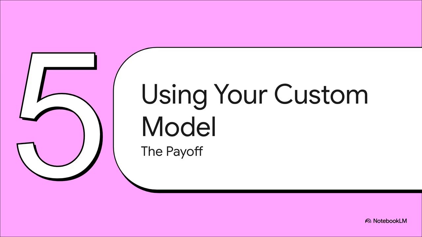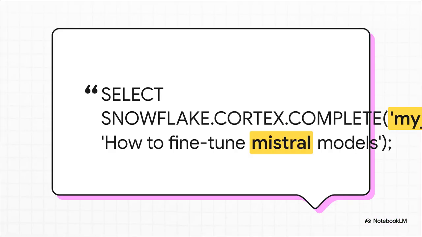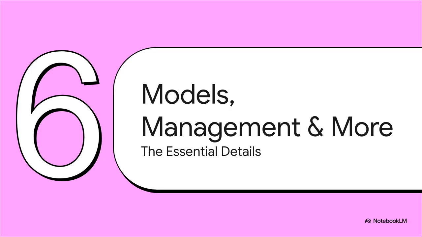Okay, now for the moment we've all been waiting for. After all that work, it's time to see the payoff and actually use your new specialized AI model. And just look at this. If you've ever used Snowflake's Cortex functions, this should look incredibly familiar. You use the exact same complete function as before, but instead of calling a generic model like Mistral 7b, you simply pass in the name of your new model, my_tuned model. That's it. You are now running inference against your very own custom AI. How cool is that?